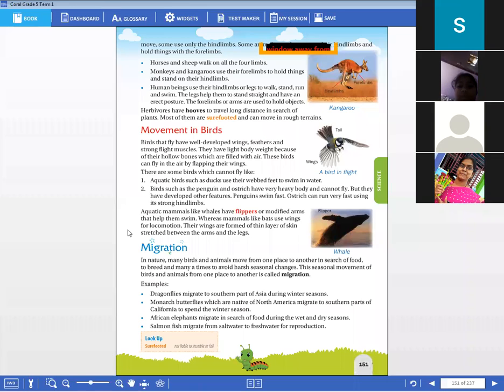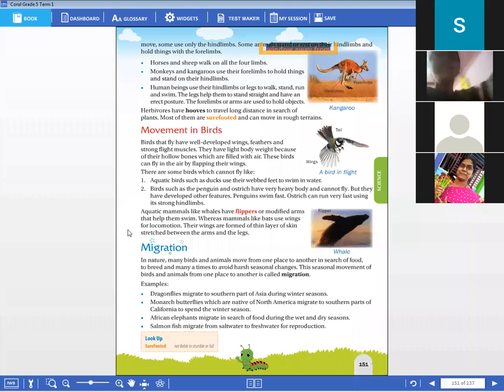Horse and sheep walk on all the 4 limbs. Here they have given some examples also, children. Horse and sheep walk on the 4 limbs, with the help of both the forelimbs and hind limbs. Monkeys and kangaroos use their front limbs to hold and stand on the hind limbs. See, children, monkeys and kangaroos also have 4 limbs, but they can walk only on hind limbs. And the 2 front limbs can be used to hold anything or to catch anything.